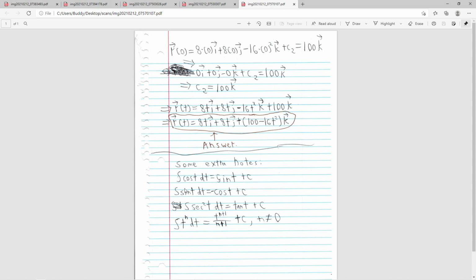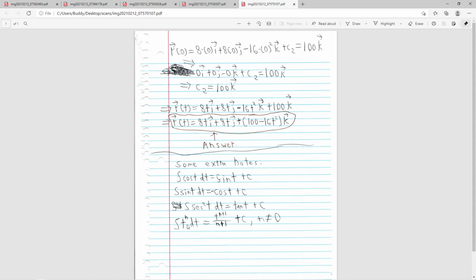Some extra notes. Of course, these integrals are indefinite. The integral of cosine t dt equals sine t plus c. The integral of sine t dt equals negative cosine t plus c. The integral of secant squared t dt equals tangent t plus c. And the integral of t to the n dt equals t to the n plus 1 divided by n plus 1 plus c. Ignore that, n does not equal 0. No, that's wrong. I always don't know what I'm writing, but it should be n does not equal negative 1.